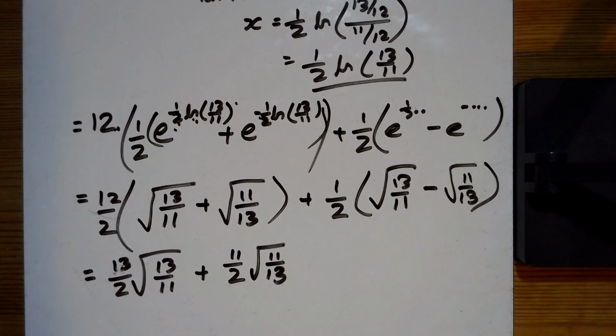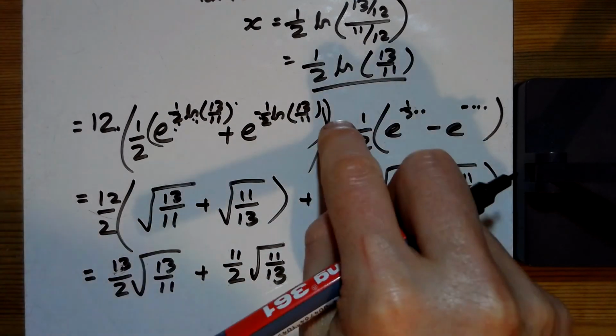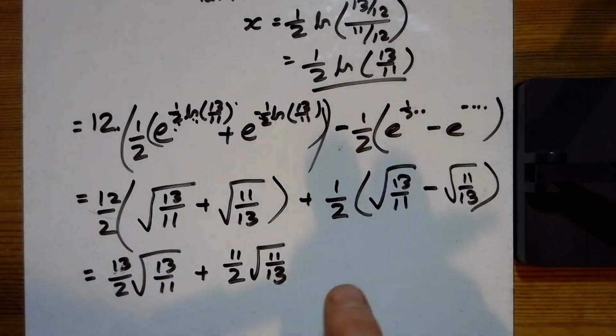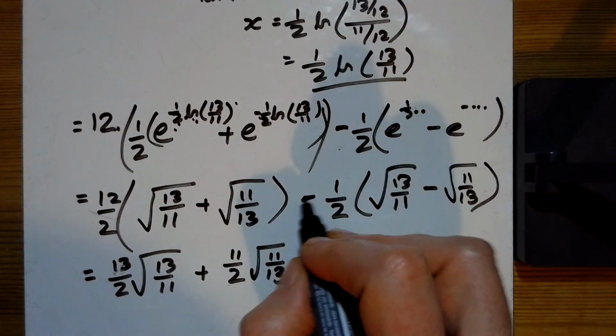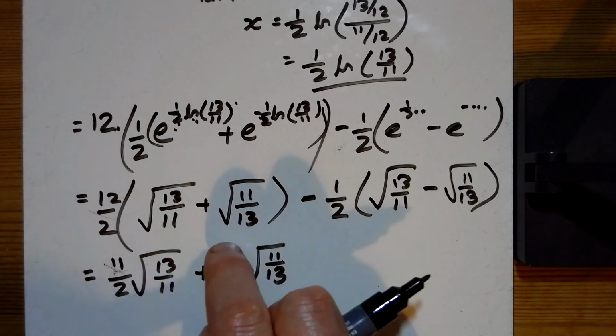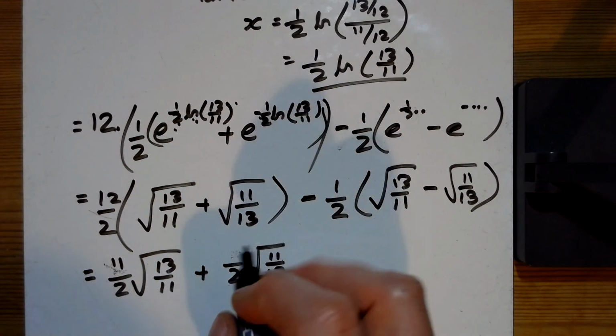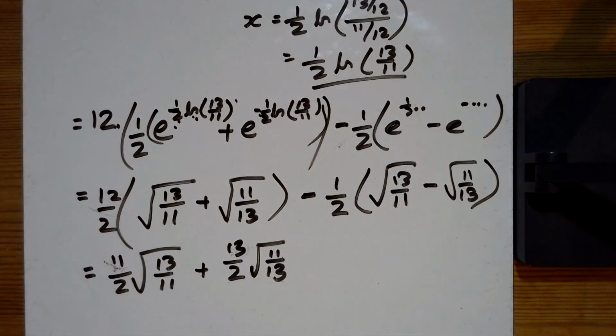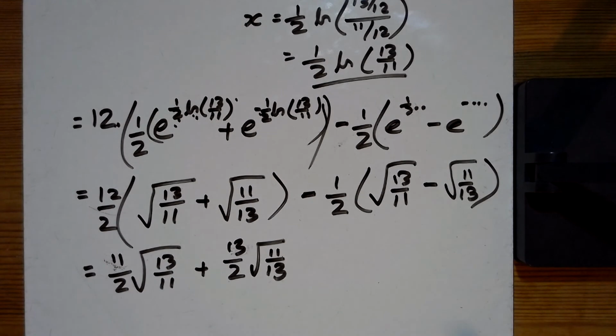Oh, it's gone wrong, isn't it? Why has it gone wrong? It's gone wrong because there's a minus. It's a copy error. There's a minus there. That's what you get for watching this live. So look, that is 11 over 13 there, 11 over 2 there, 13 over 2 there. Now let me have a think about that as well.